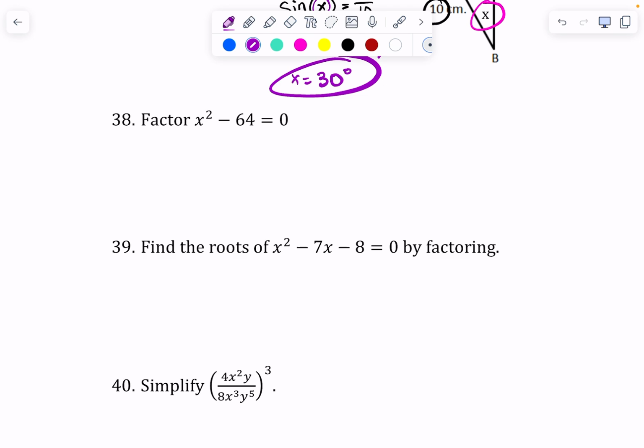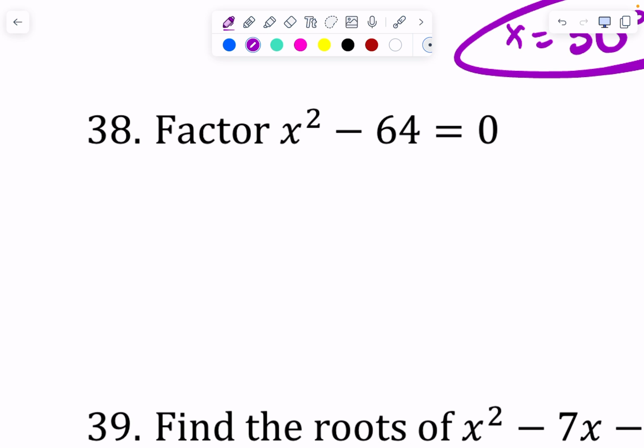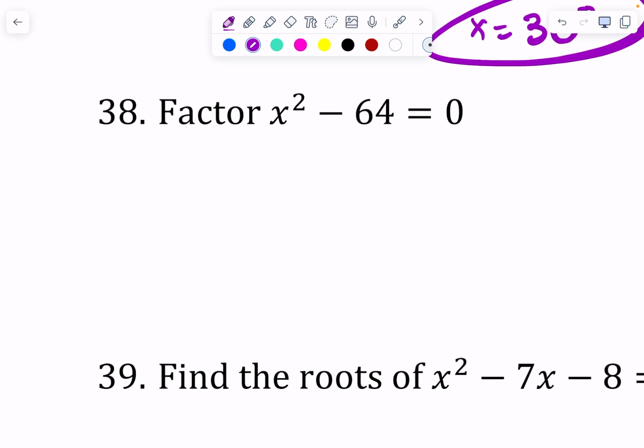Okay, 3 left. Here we go. You can't take a semester test without having to factor. It's just not a thing. 38. X squared minus 64 is a difference of squares. Listen, we're almost done. 8 and negative 8.